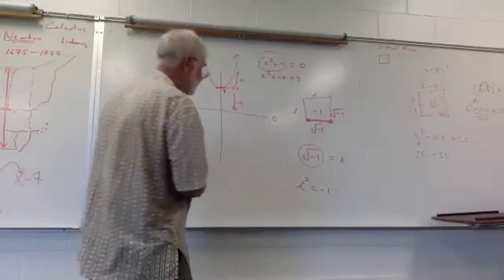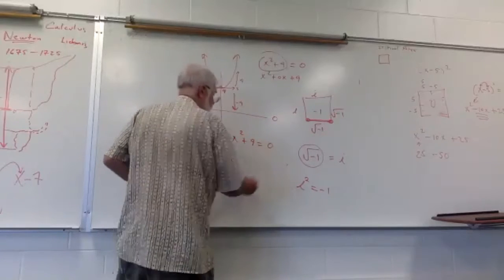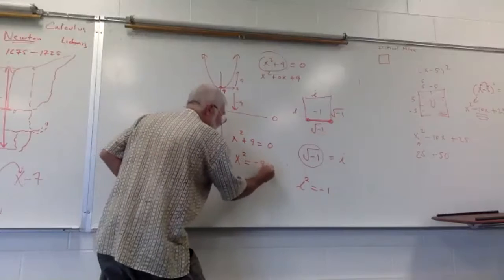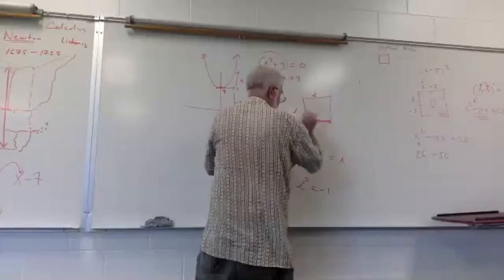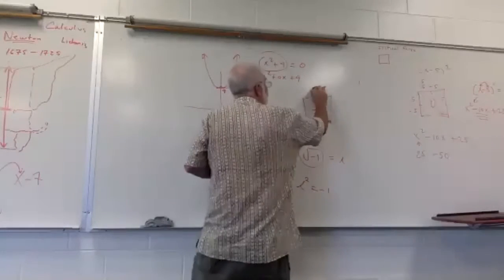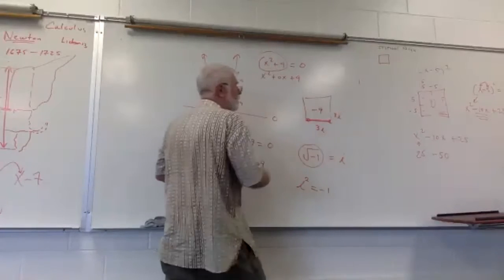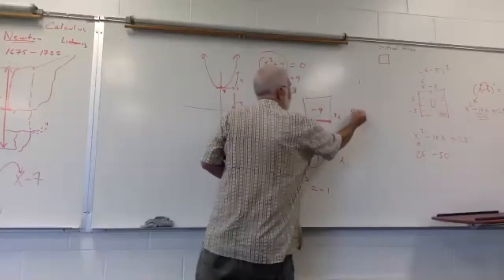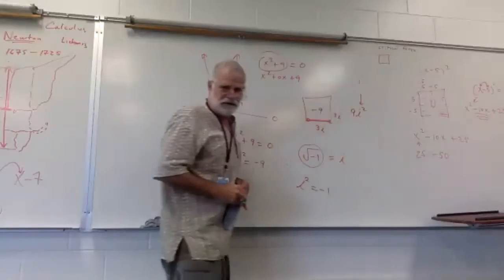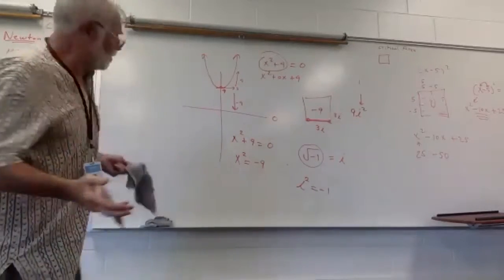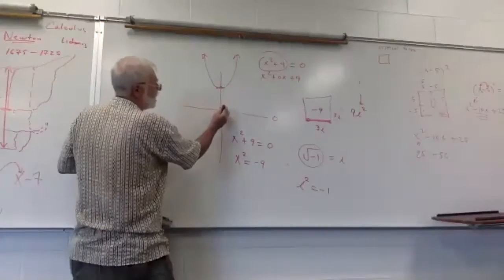So let's solve this. Let's solve x² + 9 = 0. x² = -9, okay? So I've got -9 in here. What do I multiply to get -9? 3i times 3i. 3 times 3 is 9. And i times i is i squared. And what did we say i squared is? -1.